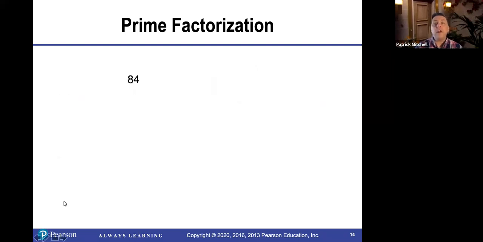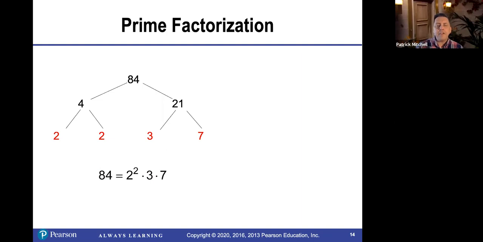So for example, if we wanted to find the prime factorization of 84, just think of 2 numbers other than 1 and 84 that multiply together to 84. So I went with 4 and 21. Neither 4 nor 21 is a prime number, so I'm going to continue with both of those. 4 is 2 times 2, which are both prime. 21 is 3 times 7, which are both prime. That means the prime factorization of 84 is 2 squared times 3 times 7.